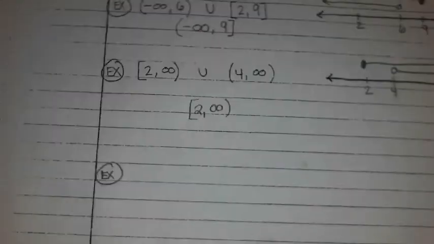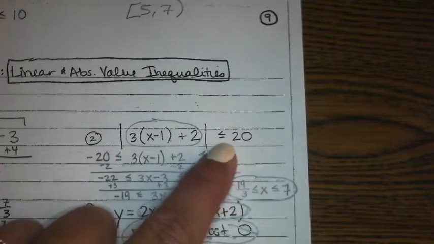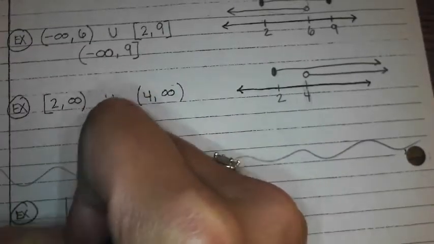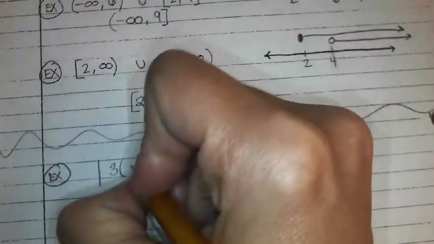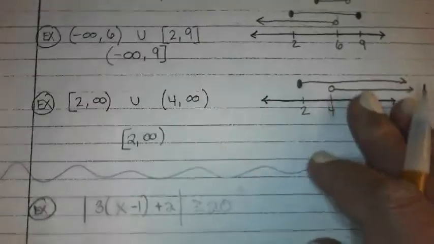We're not done yet. There's a couple things as we were going over this that I wanted to, actually on the front side. I want to do number 2, the exact same problem, but I'm going to switch it to greater than or equal to 20. So I've got the absolute value of 3 times x minus 1, plus 2 is greater than or equal to 20.